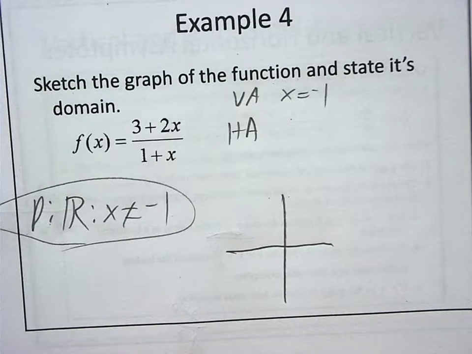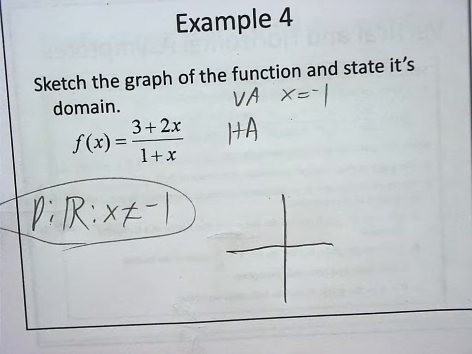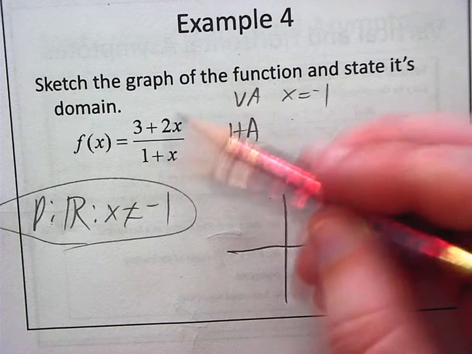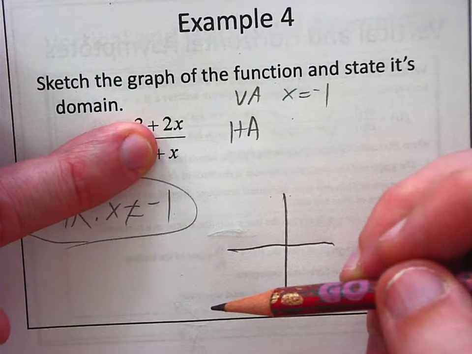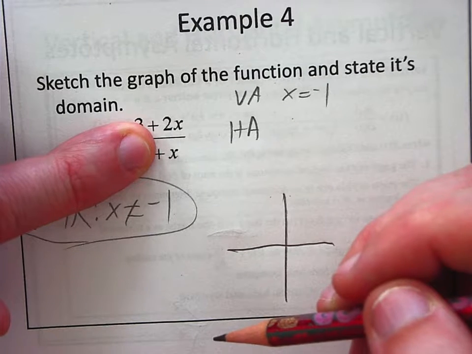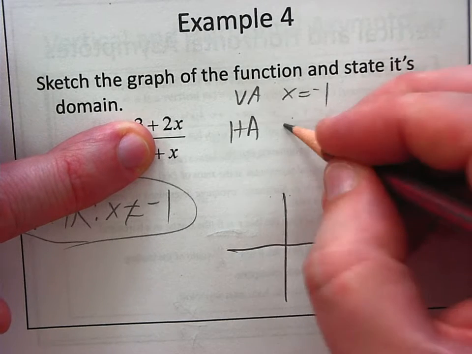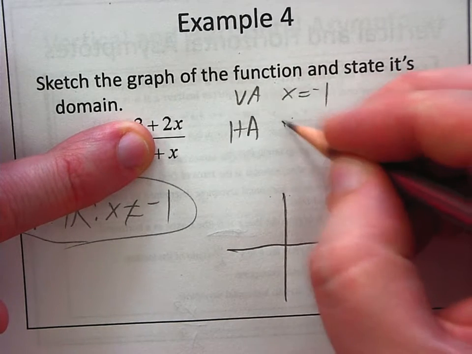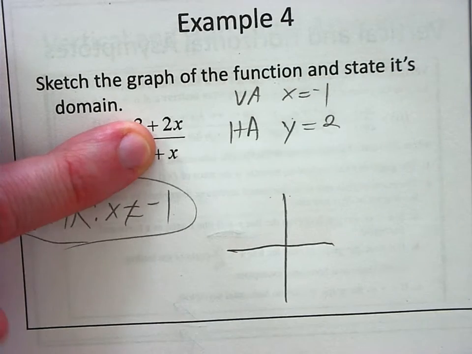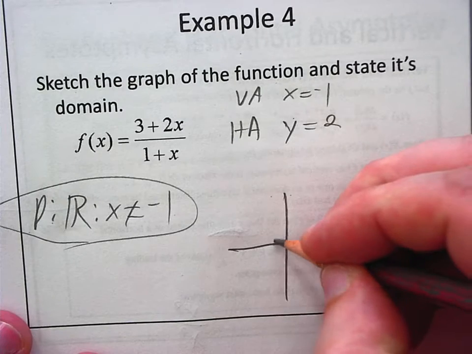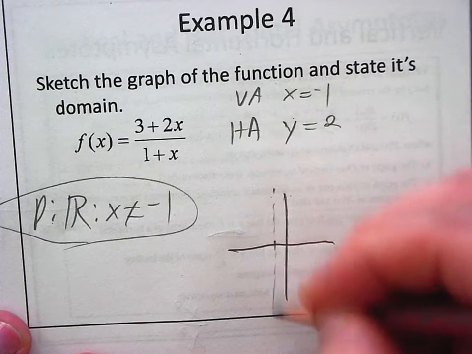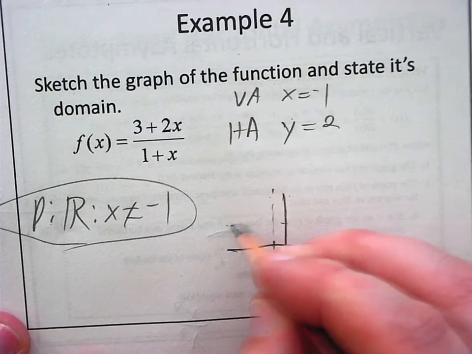Horizontal? Y equals 2. Because you can throw out anything that's not the largest degree. So the 3 and the 1 I can just cover up. Simplify the fraction that's left and interpret it so you get y equals 2. Draw those two lines. So x equals -1 and y equals 2.